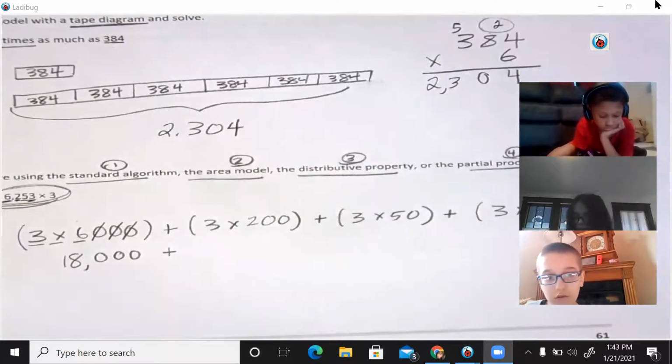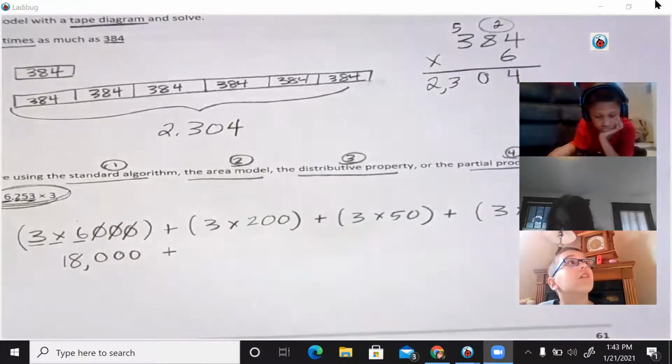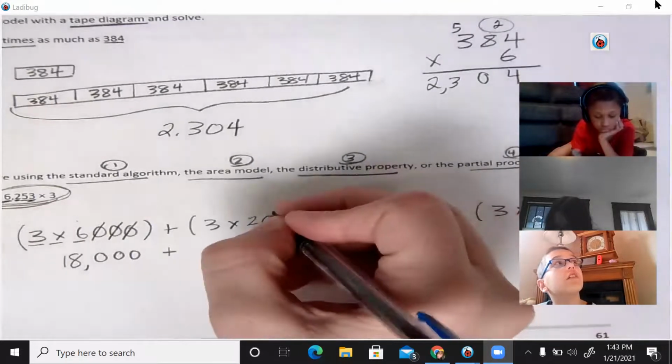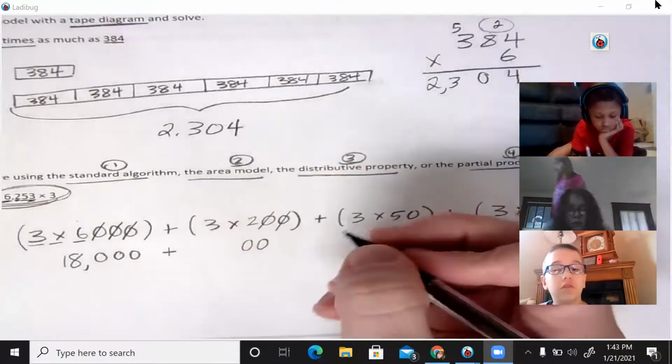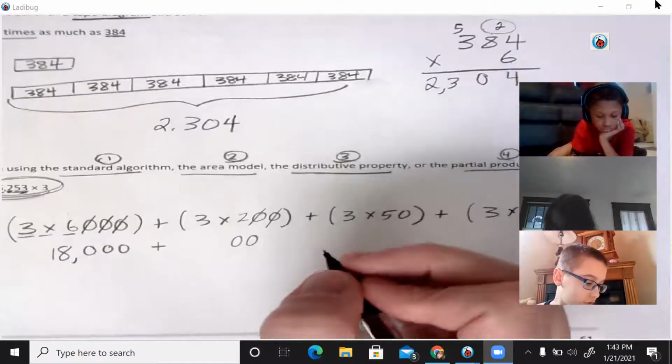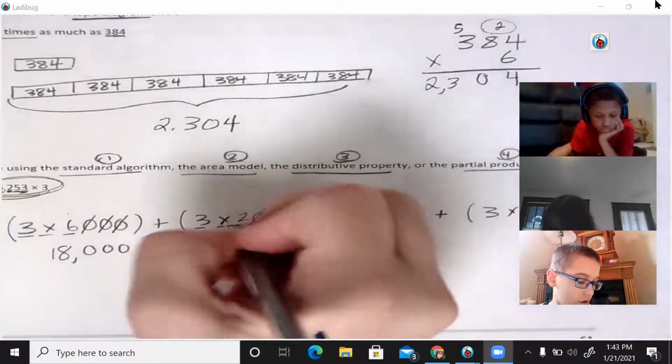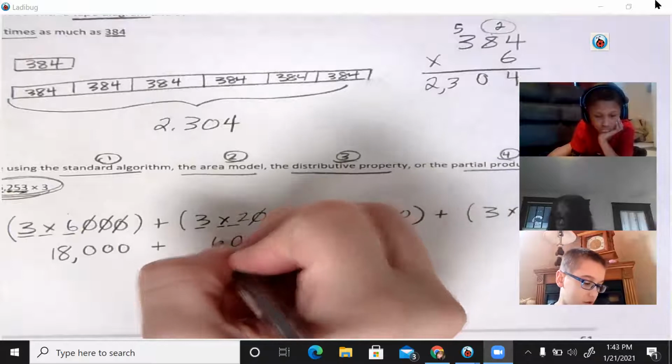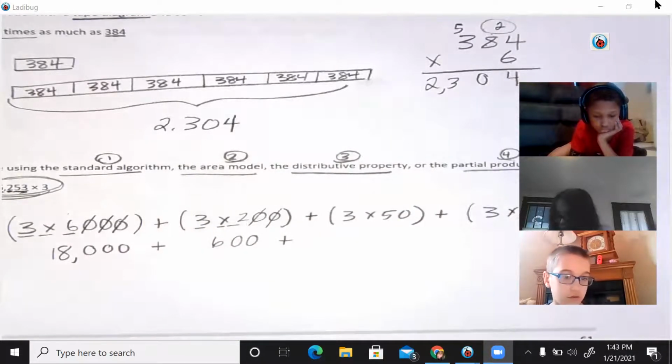3 times 200. Cross off both your zeros and put them in your answer. 3 times 2. 6. Okay, Noah, 3 times 50.